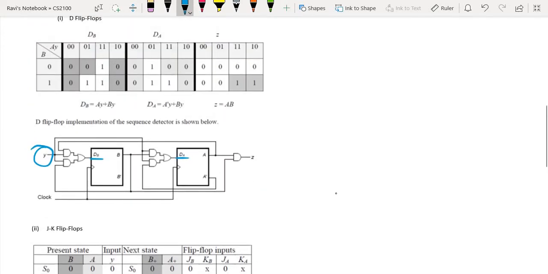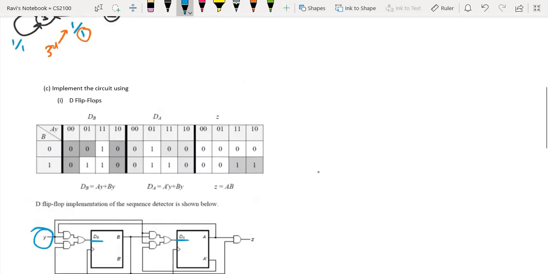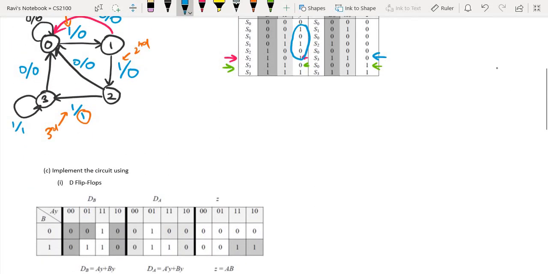It means that when y changes, the circuit does not immediately process the new y. Always remember this. When y changes, the circuit does not automatically process the new y. It has to wait for the clock cycle. Correct? It has to wait for the clock cycle. So let me draw out a scenario here. Hopefully that gives you a better idea of how it works.